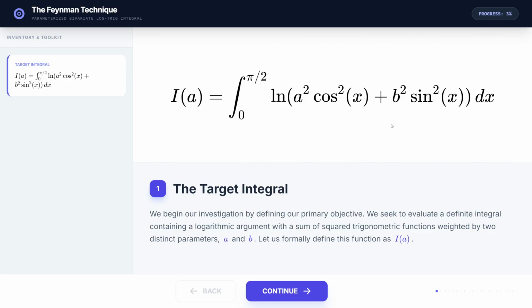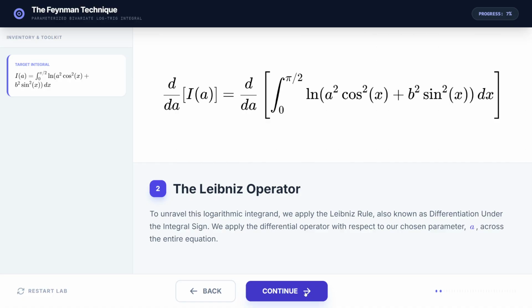So today we're going to evaluate this integral that I'm calling the parameterized bivariate log-trig integral because it's parameterized, it has two things that are varying, and it has logarithms and trigonometric functions in it. So, how are we going to do this? Well, the first step is we're going to take a derivative with respect to a using the Leibniz rule for differentiation under the integral sign.